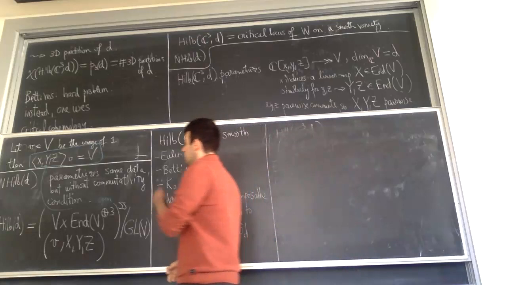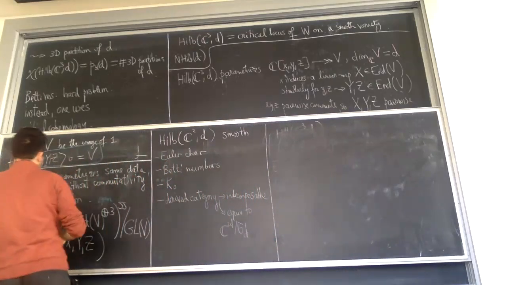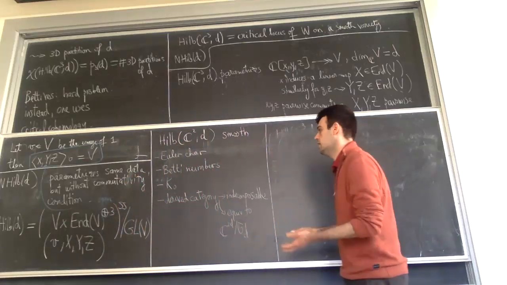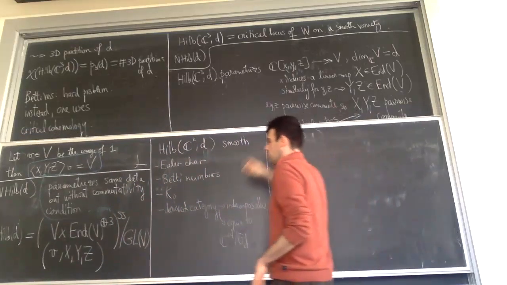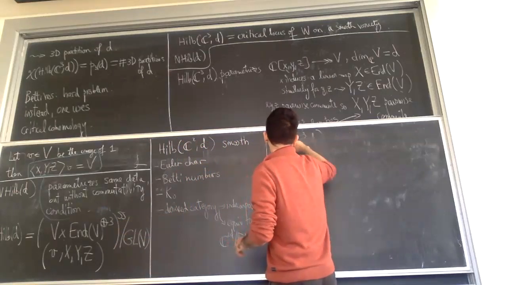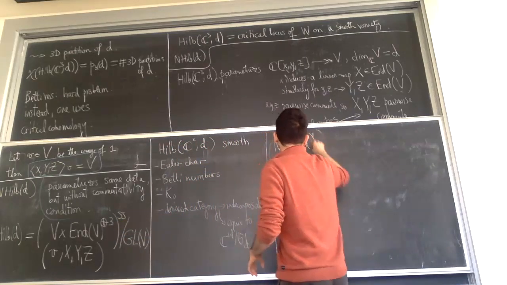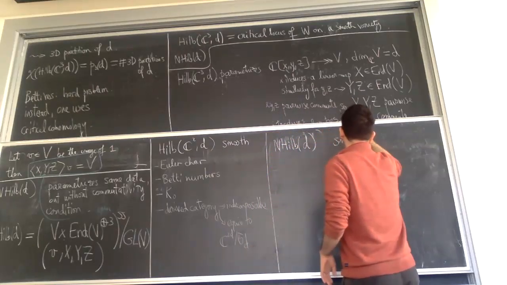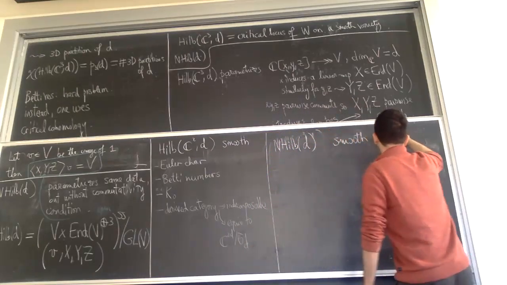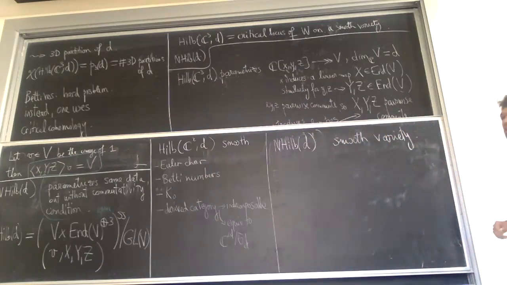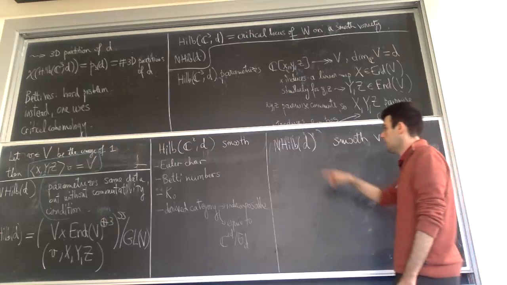So the only thing we changed from the definition of Hilbert schemes of points was removing the commutativity condition, and then we can describe it as a GIT quotient. And this quotient is a smooth variety. Now we have the smooth ambient variety.